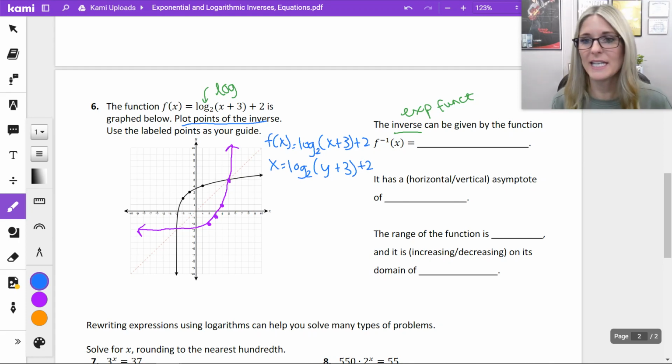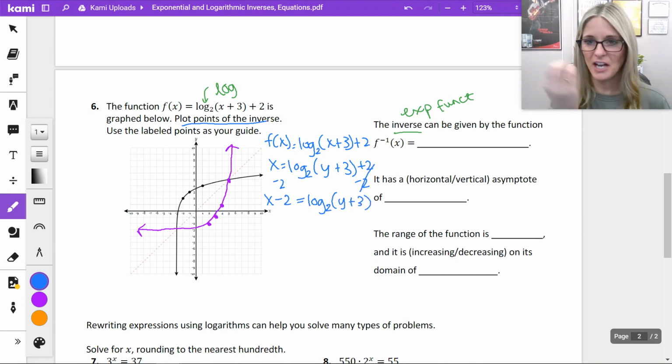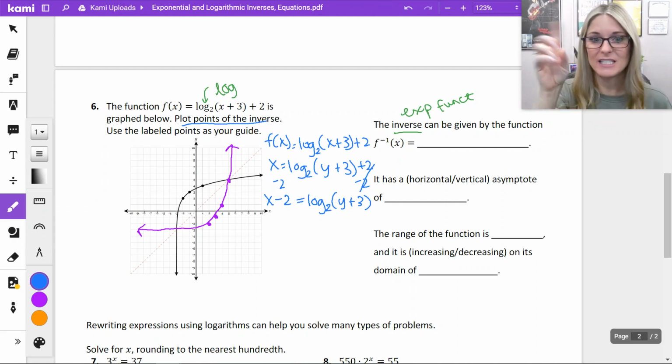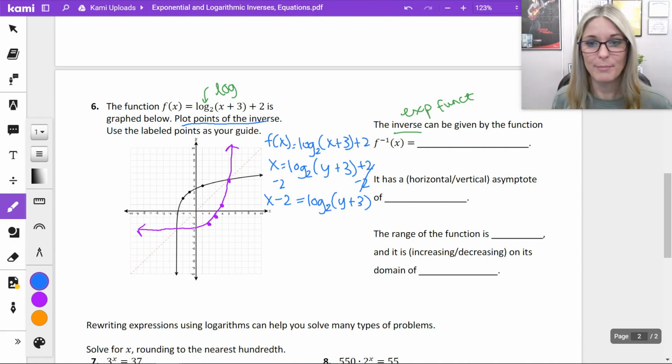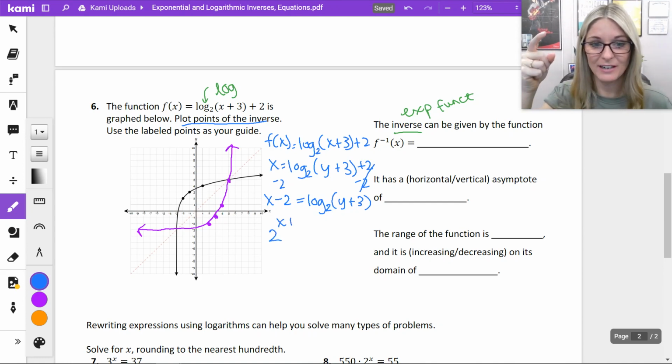Trying to solve for y, it's in the parentheses of the logarithm. Let's take care of the plus 2 with inverse operations. Subtract 2 from both sides: x minus 2 equals log base 2 of (y plus 3). It is time to use the properties of logarithms and exponential functions and rewrite this, because the piece that I need is stuck inside that logarithm. So I would have my base 2 raised to my answer, x minus 2, equals y plus 3.